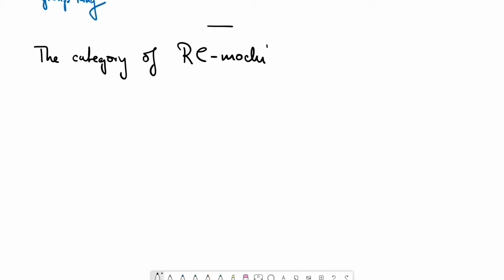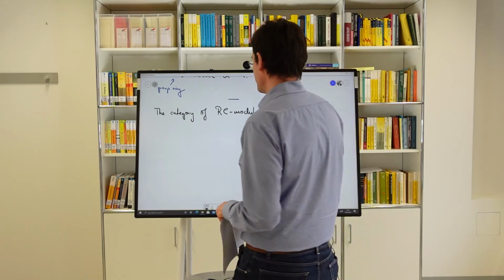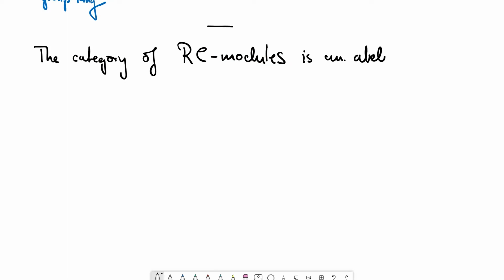With RC modules, we can do homological algebra in a very similar fashion as with R modules. So it turns out that the category of RC modules is an abelian category. That's a notion that we mentioned several times. We never formally introduced what an abelian category is, and I won't do so now. But I want to mention it and then say hands-on why we can argue very similarly to the category of R modules.